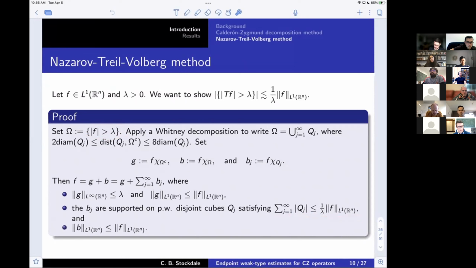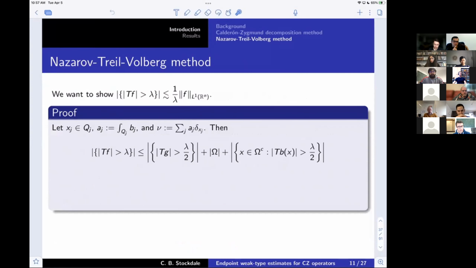And the B is controlled in L1 by the L1 norm of F. Now there are some properties that we don't have. We don't have really any L1 control on BJ itself. We have L1 control on B, but on each of the BJs, we don't have L1 control. We also crucially don't have the cancellation. We don't have the fact that the integral of BJ equals 0. That's not something that we have in this case right now. Okay, so here it's a little bit of a simpler decomposition, but we don't have as many properties. But we also did not use the doubling property.